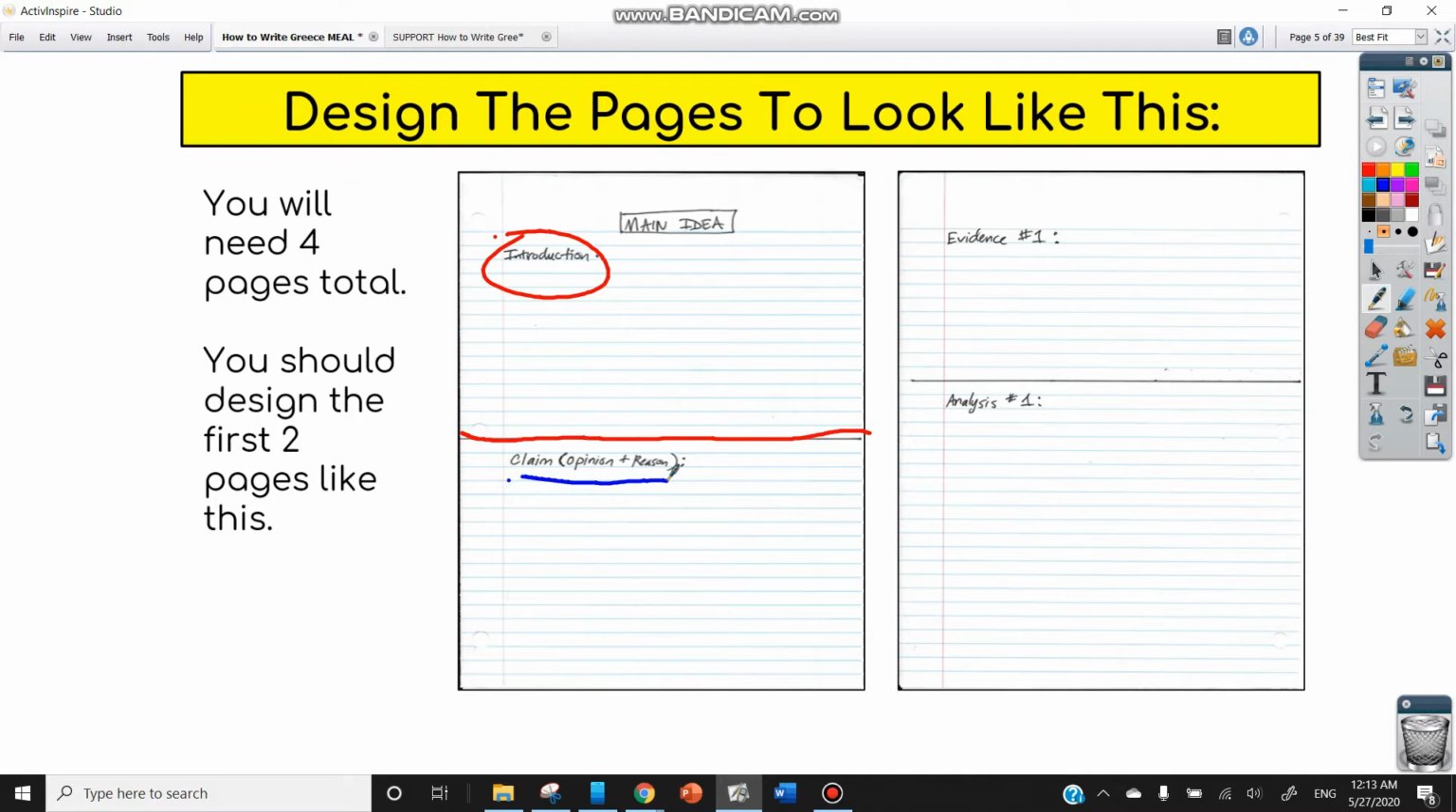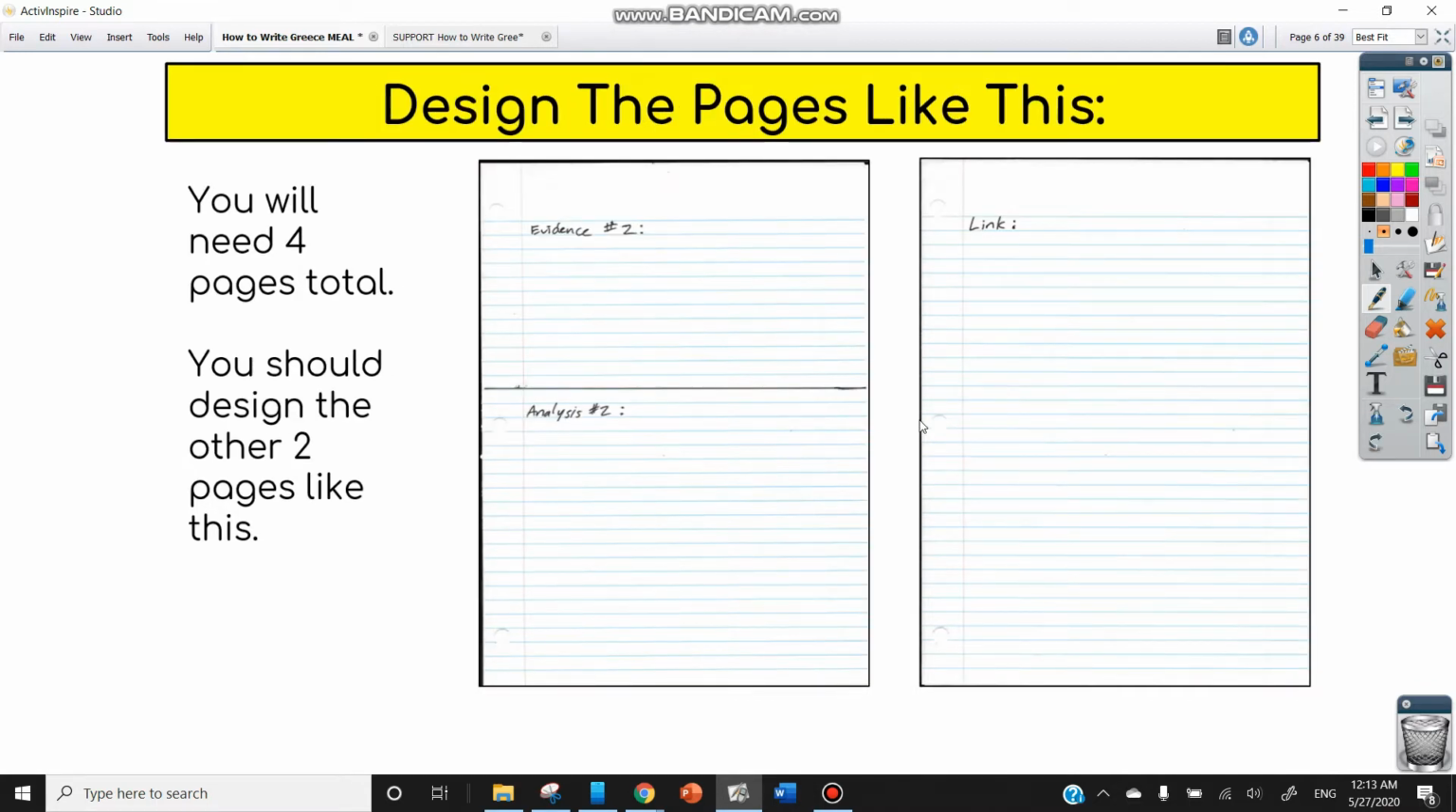On the next page, you're going to write on the top evidence number 1, and then beneath that you'll write analysis number 1. On the next page, you're going to write evidence number 2 on top, and then analysis number 2. And of course, if you can see, there's a line included there to divide them. And on the last page, make sure to write link.